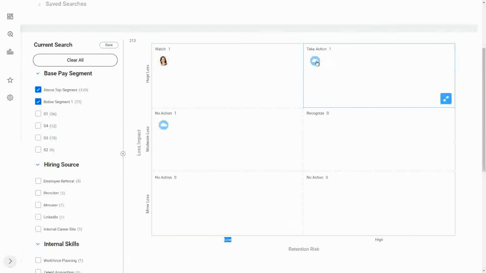But what about the person here, Deborah Wilson? What about Deborah? High chance of leaving. And what will happen if she leaves? Huge loss. So what should we do as a manager? Let's say I am a manager and I'm looking at this report. What should I do? I would take immediate action on Deborah.